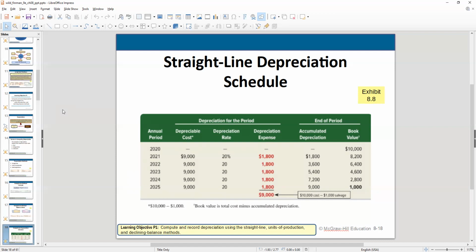Then finally, we're going to be keeping track by item of the accumulated depreciation of that item until it gets down to its salvage value, which is $1,000. And if you look at the last 2 columns, you'll see how that plays out.